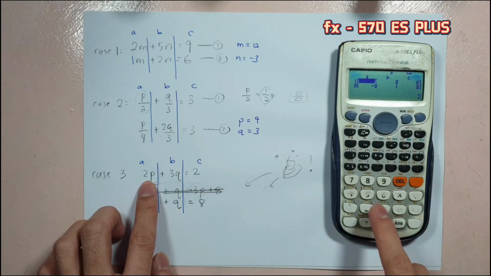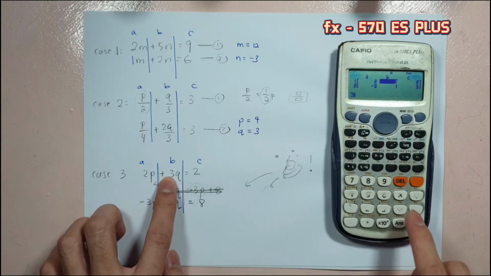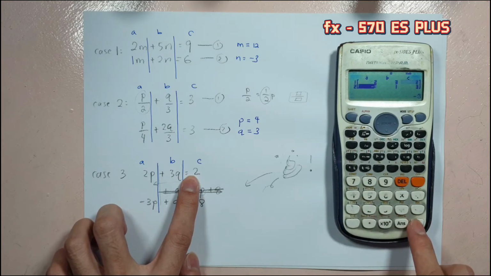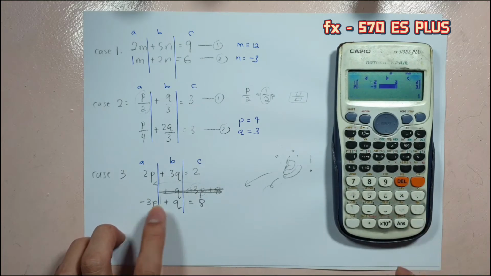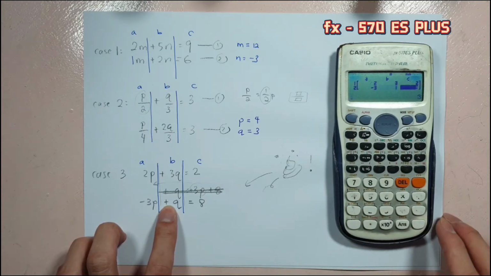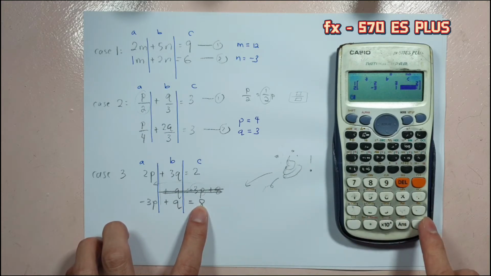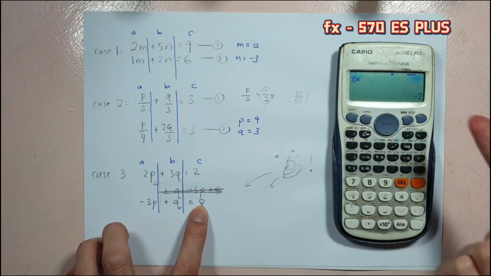So one more time. 2, 3, and then 2. This one is minus 3, normal. Then this one is 1. I just accidentally pressed equal 2 times. So now this is 8, this is 8. Then you press equal. Fantastic.